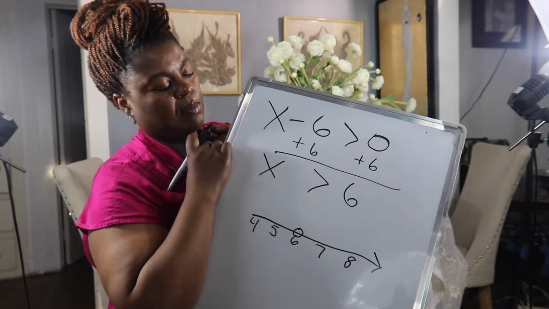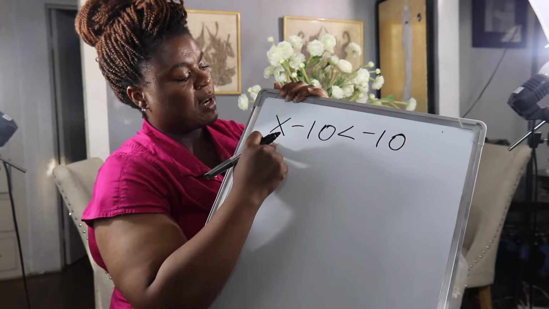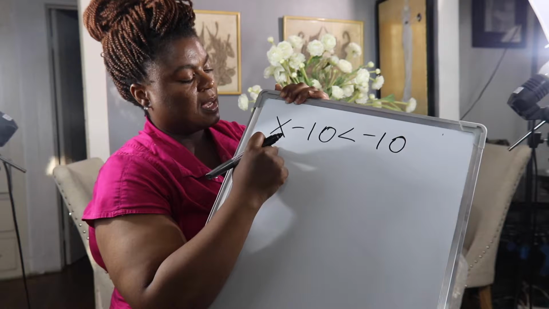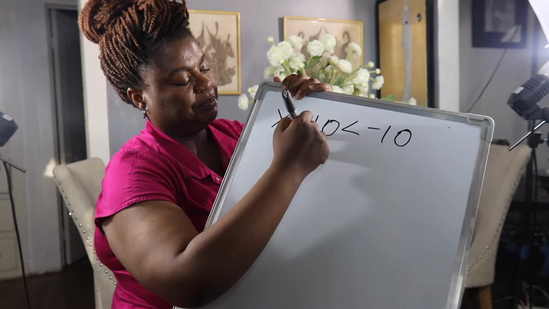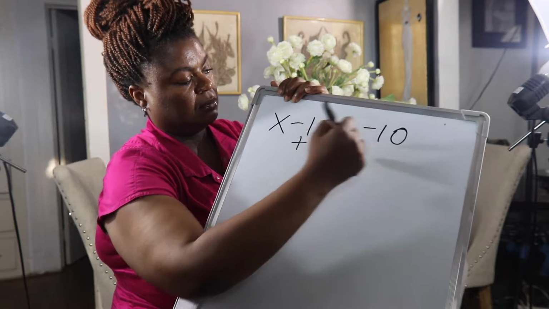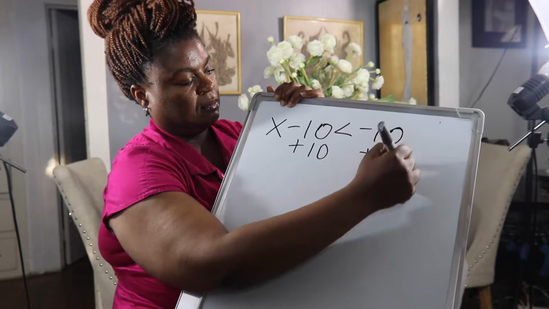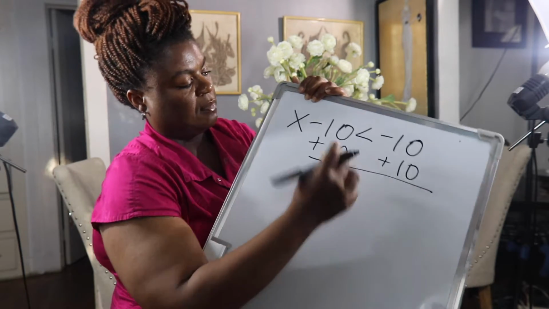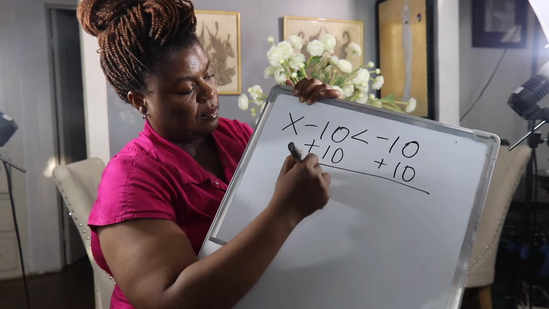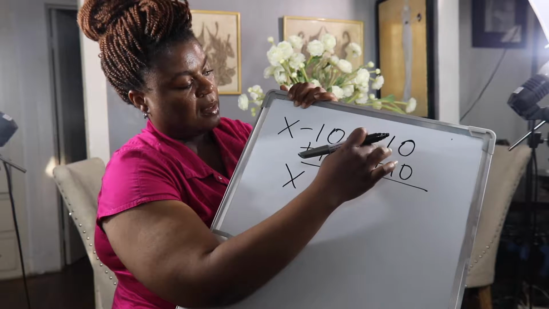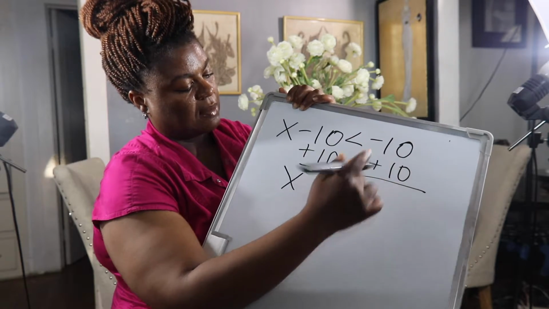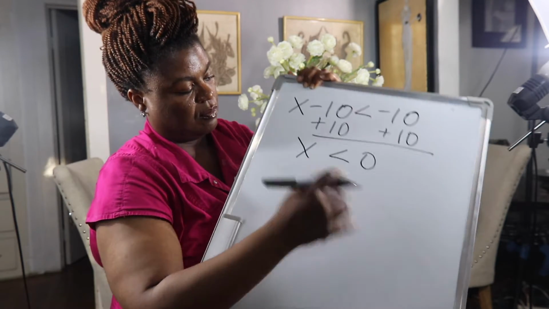Alright, let's do our next problem. Alright, same thing. We want to isolate the variable, get the x by itself. So we need to move the 10 as its opposite. This becomes 0. Bring down that less than symbol. Minus 10 and a positive 10 equals 0.